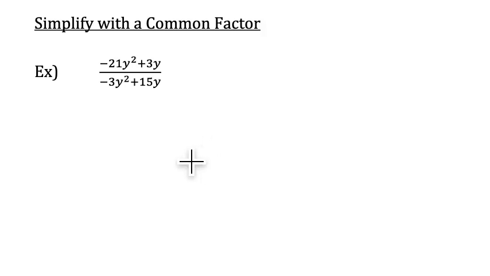Okay, let's ramp it up a little bit here. In the numerator, we can factor out a 3y, but let's go ahead and make sure this leading term is positive. So let's make it a negative 3y that we're factoring out. So we're going to factor out a negative 3y from both terms in the numerator. Right, the negative 3y comes out front. And 21y squared divided by negative 3y equals 7y. And 3y divided by negative 3y equals negative 1.